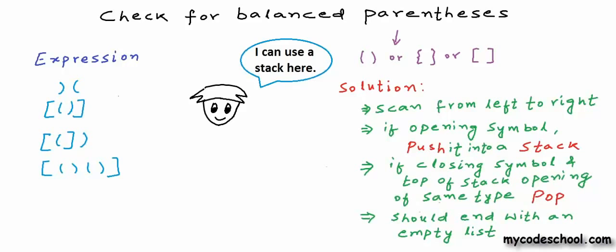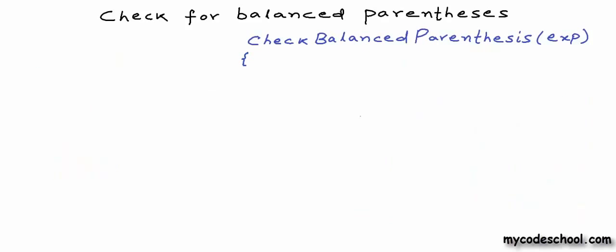So what we can do is whenever we get an opening symbol while scanning the list, we can push it onto the stack, and when we get a closing symbol, we can check whether the opening symbol at the top of the stack is of the same type as the closing symbol. If it's of the same type, we can pop it. If it's not of the same type, we can simply say that parentheses are not balanced. I will quickly write pseudocode for this logic.